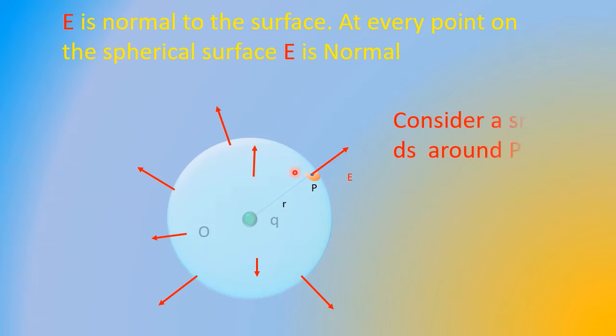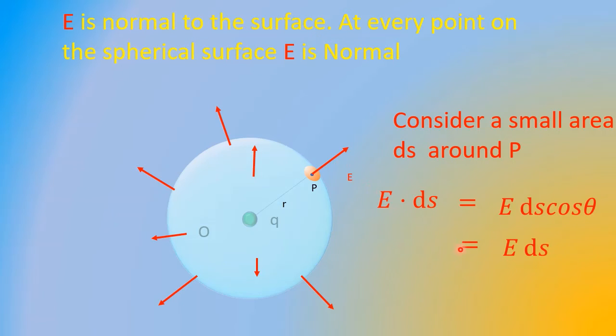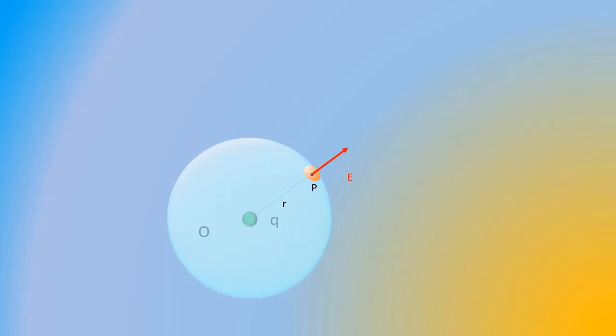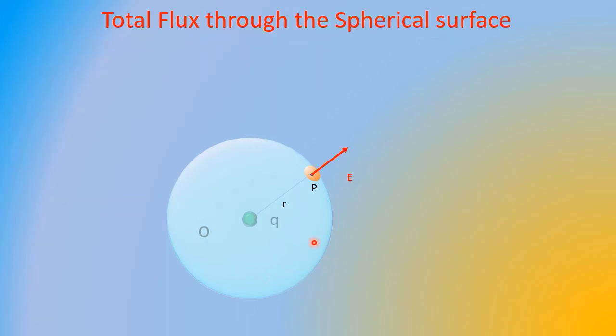Consider a small area ds around P. Electric flux through that small area is given by E dot ds is equal to E ds cos theta. Here theta is 0. Therefore, equation can be written as E ds. The value of E can be substituted here: 1 by 4 pi epsilon 0 Q by r square into ds. Flux through the Gaussian surface is calculated by considering this type of small areas and added up.